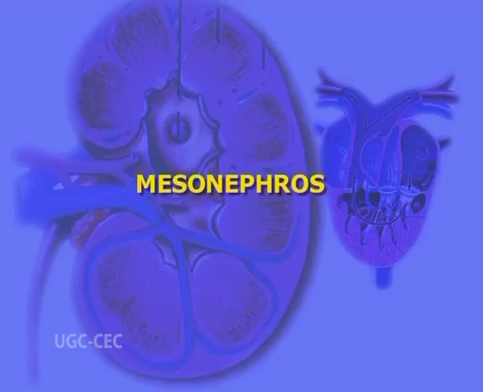Now, let us talk about the mesonephros. It is also called the Wolffian body. Mesonephros is the functional kidney of larvae as well as the adults of fish and amphibians, and it is also the functional kidney in embryonic stages of amniotes, that is reptiles, birds and mammals.